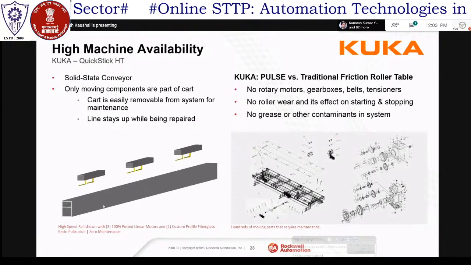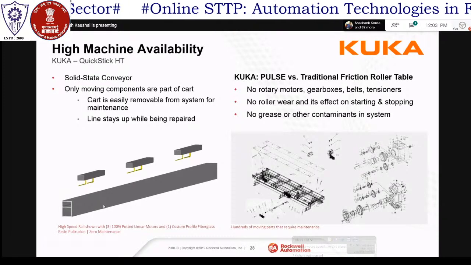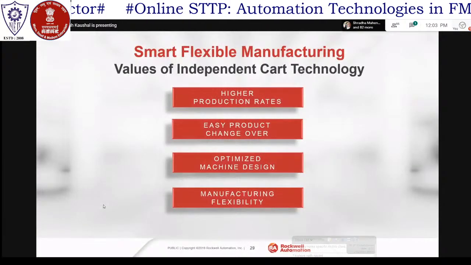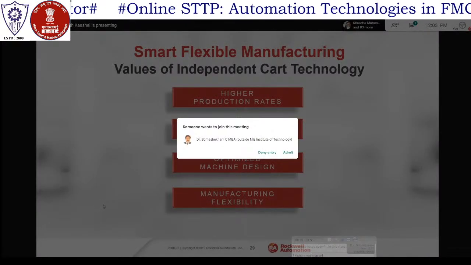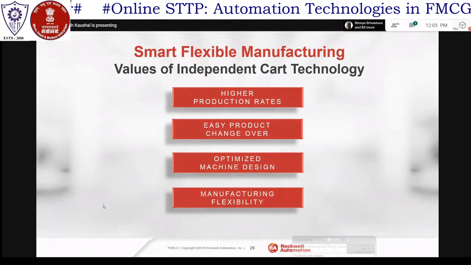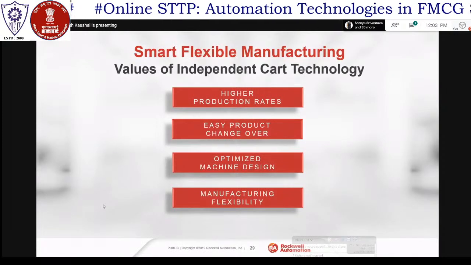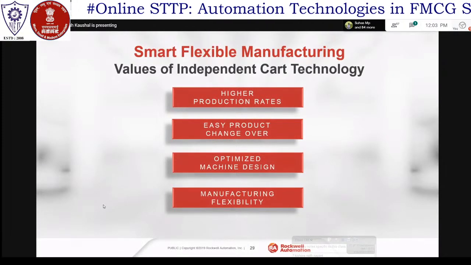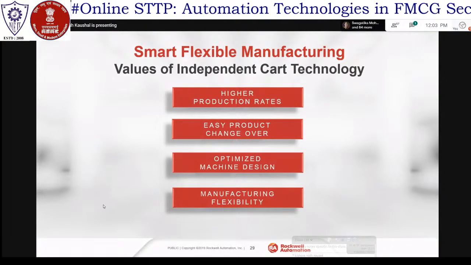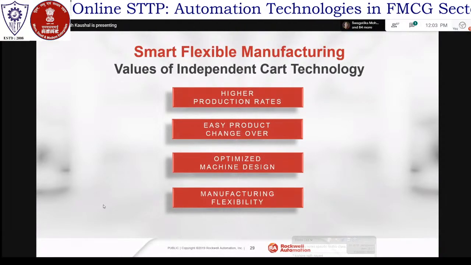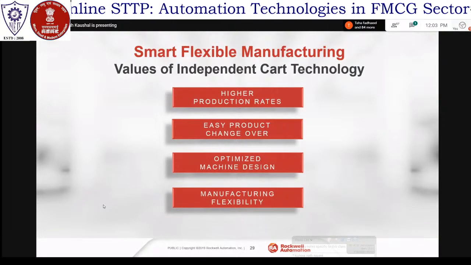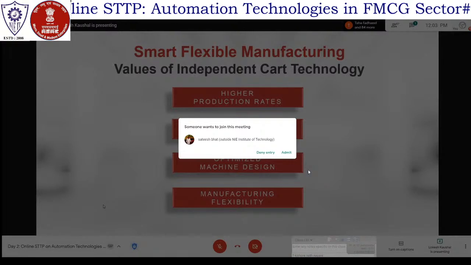Now, before I conclude my session and we open it up for questions, I'd simply like to highlight various values that independent cart technology brings. It helps you achieve higher production rates, in two ways. One is that you are able to gain higher throughput. The second is that between changeovers from product A to product B, there's minimized downtime. You can simply change those things at the push of a button and your line will synchronize accordingly.